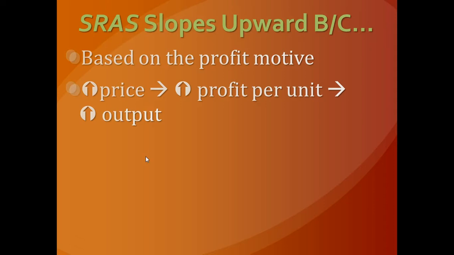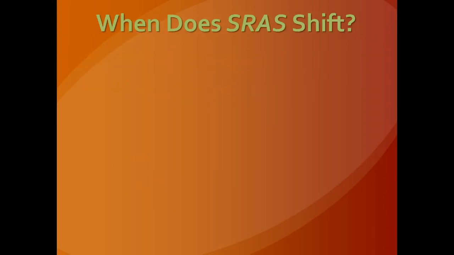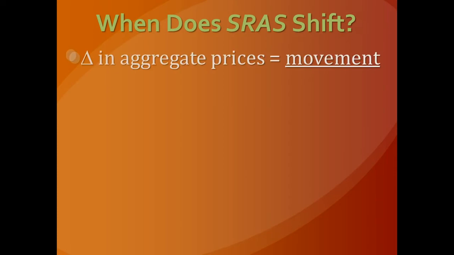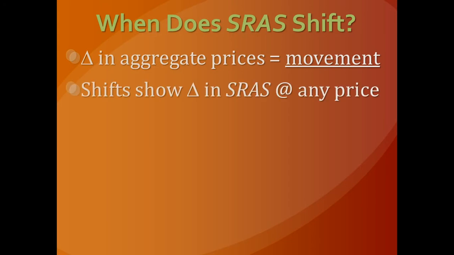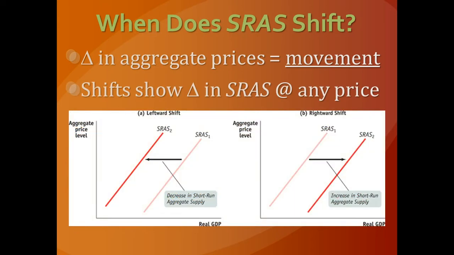This profit per unit motive is usually important in explaining when the short run aggregate supply curve shifts. It's going to shift anytime there's some sort of external change in the willingness of companies to supply goods and services. If there's just a change in the aggregate price level, then we say that there's a movement. And so we might see short run aggregate supply shift to the left or the right. A shift to the left is a reduction in suppliers' willingness to produce goods and services, and a shift to the right is an increase.